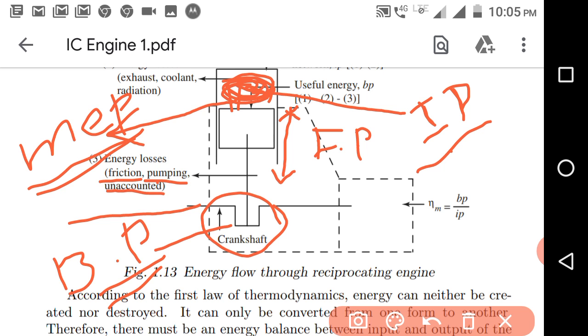So now we have to see how we can measure the indicated power. For measuring the indicated power, we can use the motoring test, we can use the Morse test, and again we can find this out with the help of the indicator diagram.